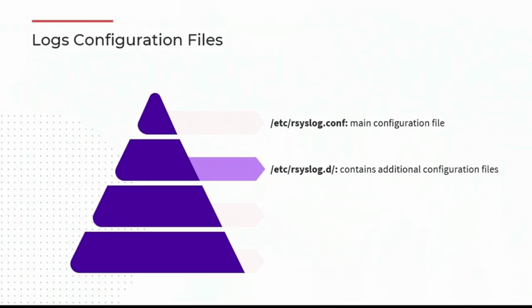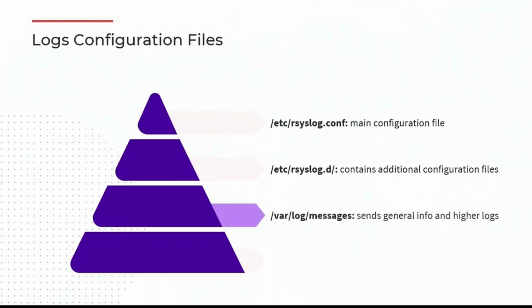Inside the file, you'll see lines that look like this: *.info /var/log/messages. This line simply means any facility represented by the asterisk with a log level of info or higher should be written to the /var/log/messages file. You can get even more specific. For example, authpriv.* /var/log/secure. This sends all authentication-related logs to the secure log file. So if someone tries to log in, you'll see it recorded there.